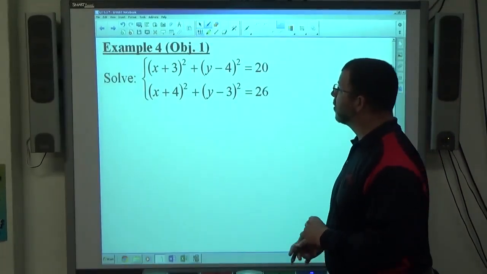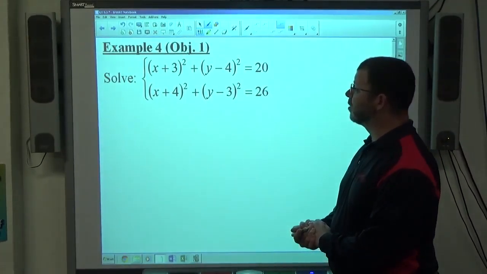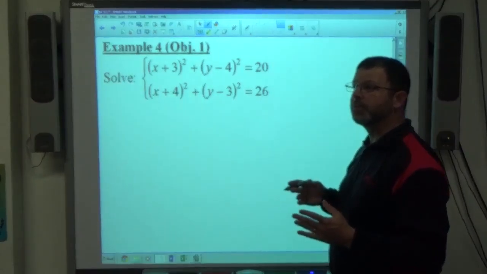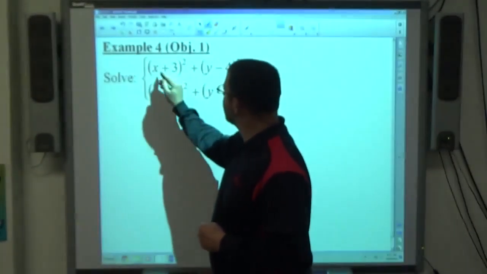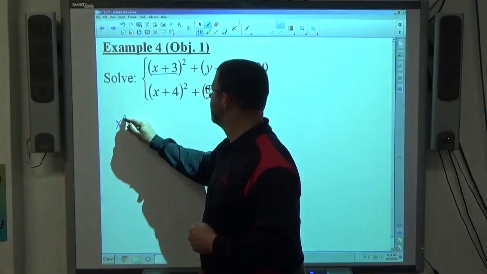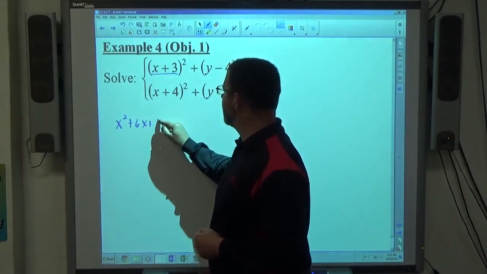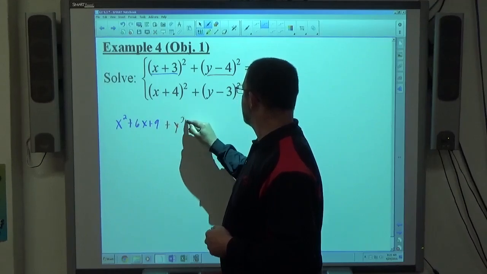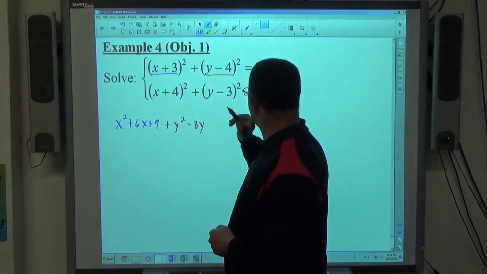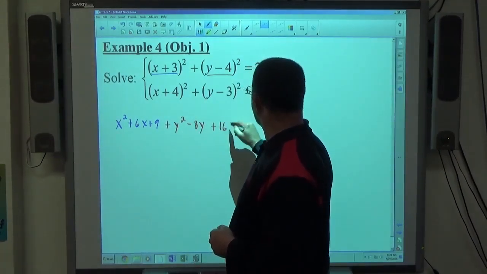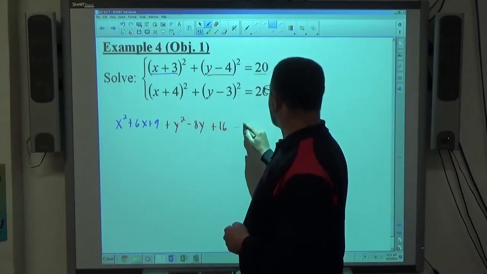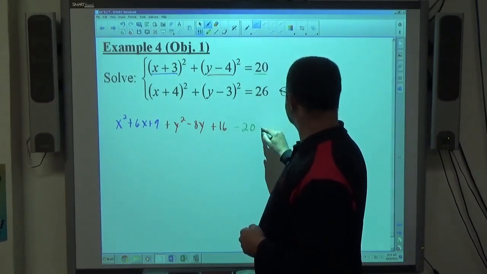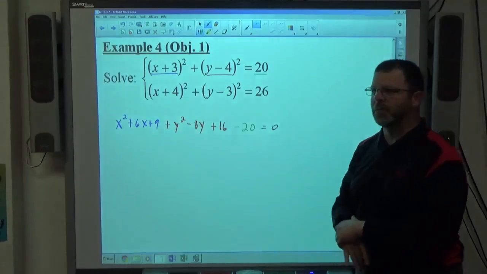It just kind of looks a little unfriendly. So the first thing I would personally do on this problem is square everything out and get everything to general form. For the first equation, it's going to be x² + 6x + 9, plus y² − 8y + 16. I'm going to move the 20 to the other side, so minus 20, and that's going to equal 0. So I get myself to general form.